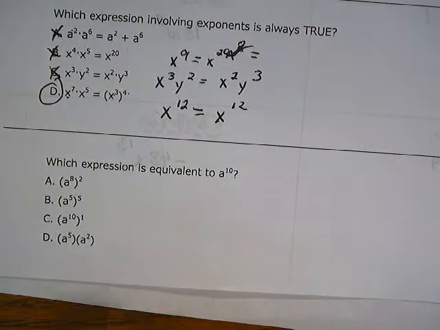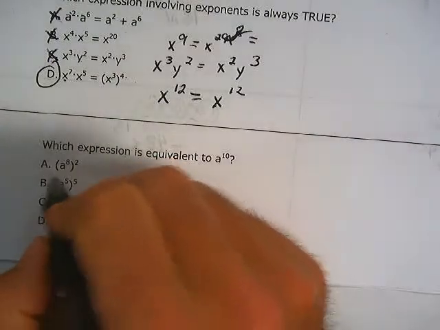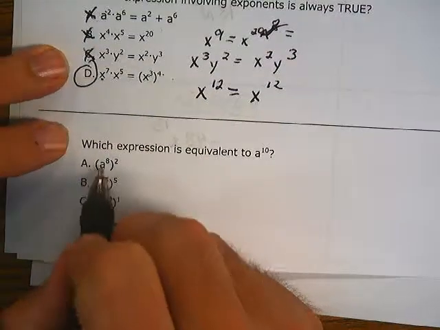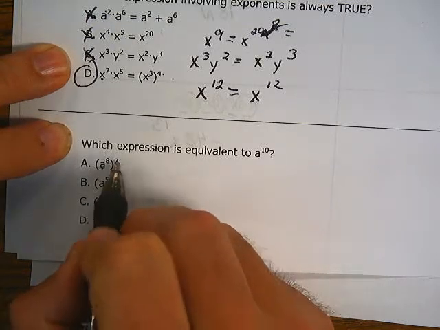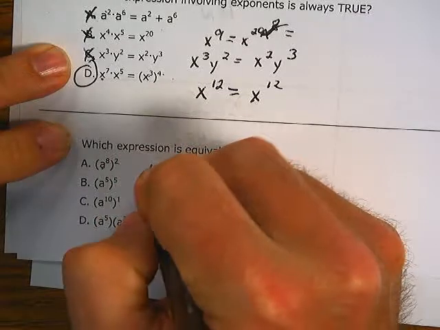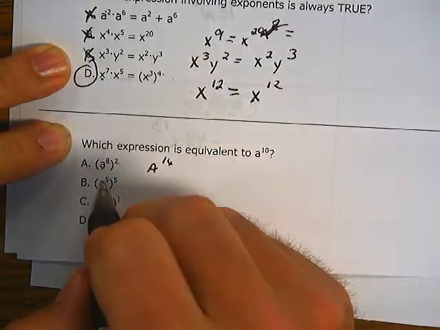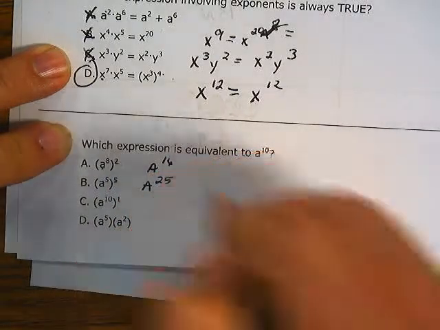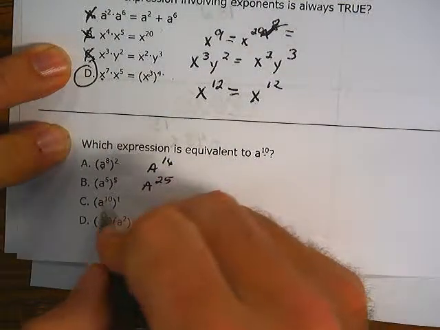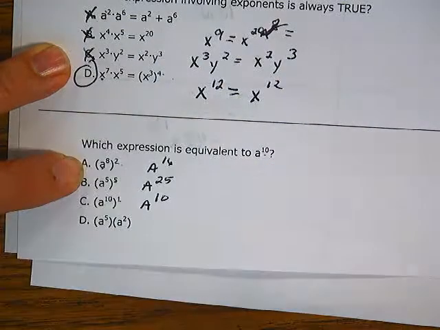Here, which one of these expressions equals a to the 10th? Let's just go through my rules real quick. a to the 8th raised to the 2nd power, raising a power to a power, multiply the exponents, that would be a to the 16th. No. Right here, power to a power, multiply the exponents, that would be a to the 25th. No. Power to a power, 10 times 1 would give me a to the 10th. That's what I was looking for.